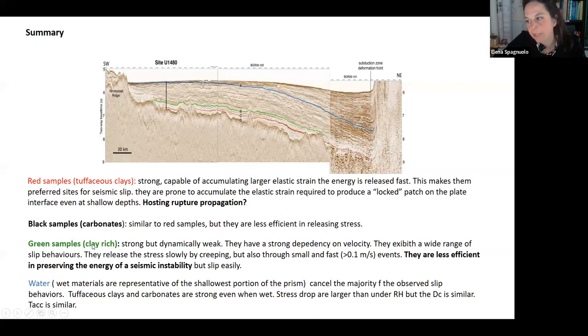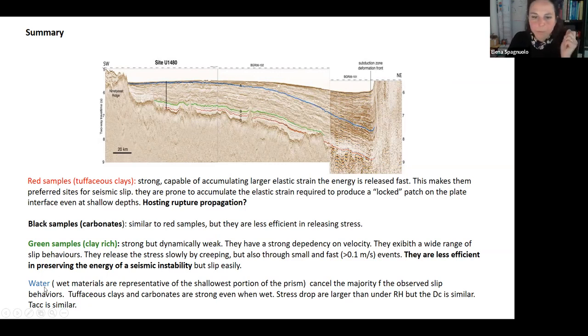And then we have the silty clay-rich samples, which are strong, but definitely dynamically weak. They have a strong dependency on velocity. This is something that we haven't seen in these results. They exhibit a wide range of slip behaviors, all these slip events that you have seen in a previous slide. They release the stress slowly. The D sub C is very large by creeping, but also through small and fast events. They are less efficient in preserving the energy of seismic instability, but can slip very easily.